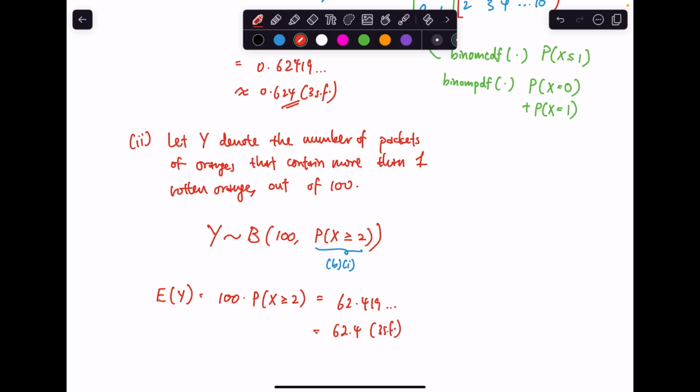Actually, just leave it like this. You can write down the 3SF. It's not very important. It's not a marking point. But I just need this for later on. Now next one. Let's try to understand how this works first.